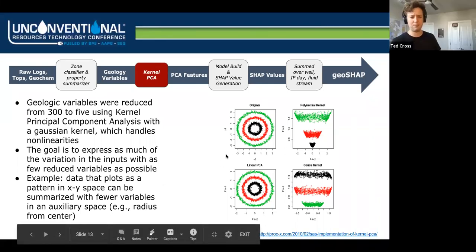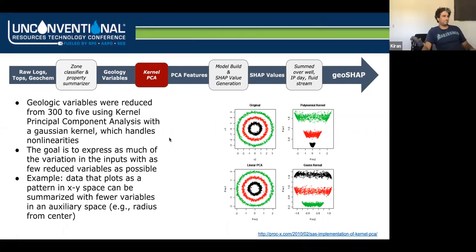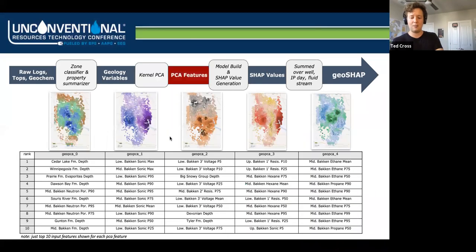There's a lot of features. Not so important. We reduced those down to 5 using a kernel principal component analysis.